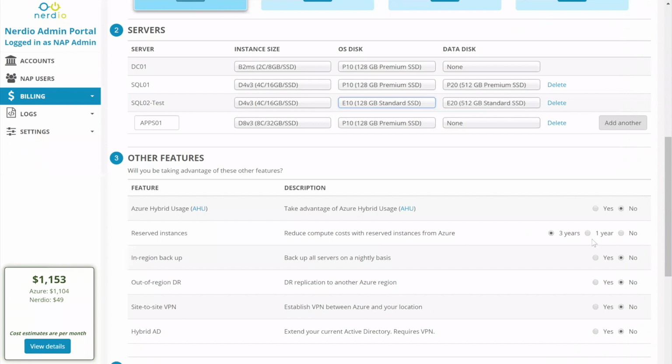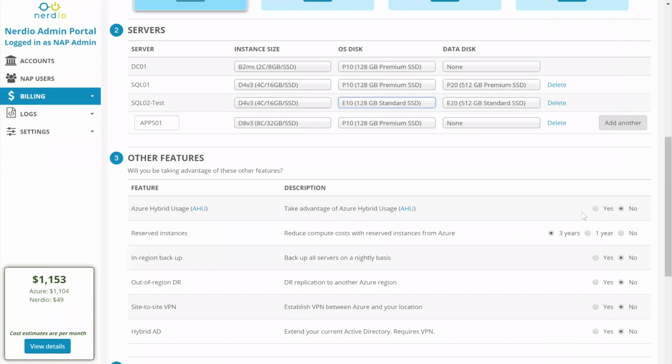You're not paying for the OS license if you are using the hybrid usage, meaning you're basically paying the rate you would be paying if you were running a Linux OS. So only the base compute rate, not the base compute plus the license OS.